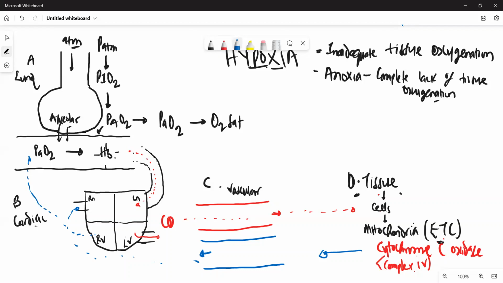So, just a quick recap. From atmospheric pressure into the airway, which is the partial pressure of oxygen in the inspired air, into the alveolar, the partial pressure of oxygen in the alveolar, from there into the plasma, and then from plasma to the hemoglobin. From hemoglobin, from there we pump it out: cardiac output.